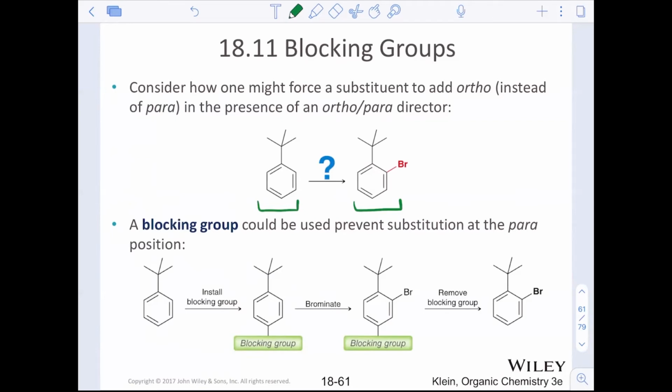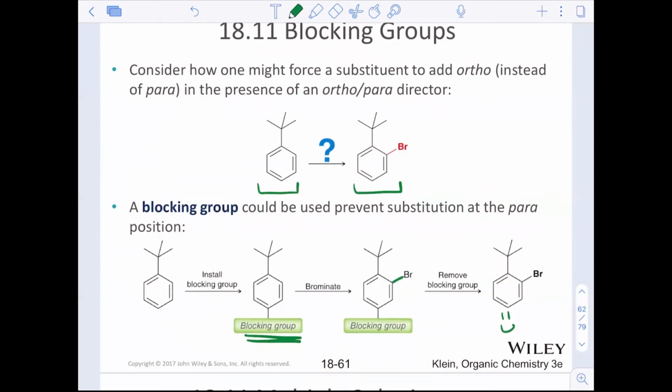No, you're going to use what we call a blocking group. You're going to install the blocking group, which would most likely install para. Then you're going to brominate so that the only other position is our ortho position, and then you're going to remove that blocking group so that it's empty. Yay, that's super fun. What's a good blocking group?